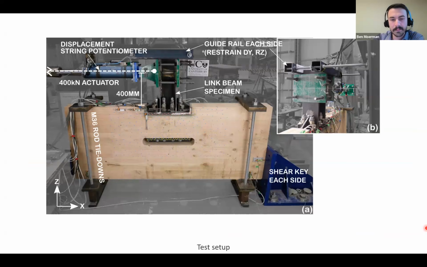This is the test setup. So we flipped the system 90 degrees and split it at the middle of the link beam, which would be an inflection point. We had some guides at the top here just to keep everything stable. And then we were pushing and pulling right here.